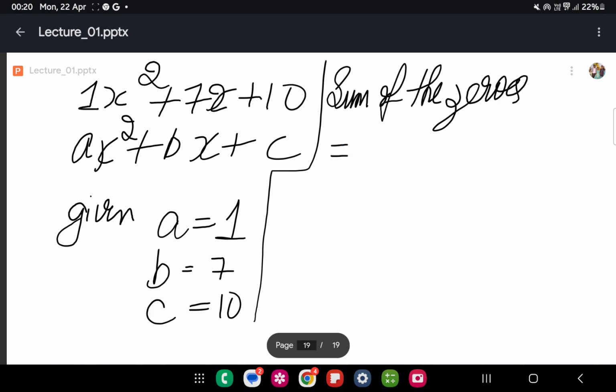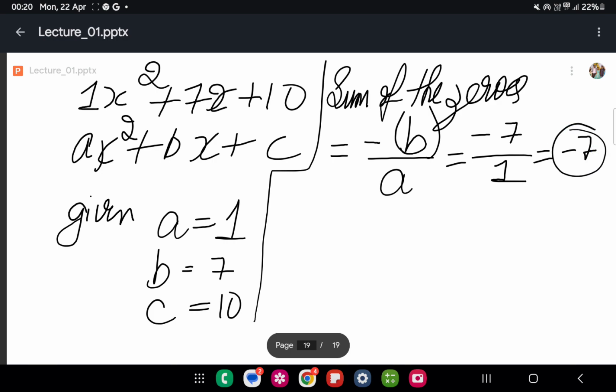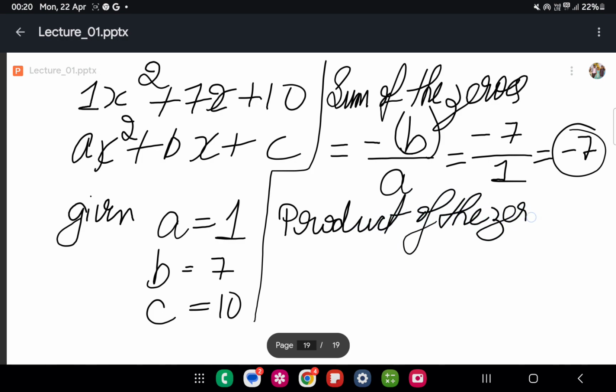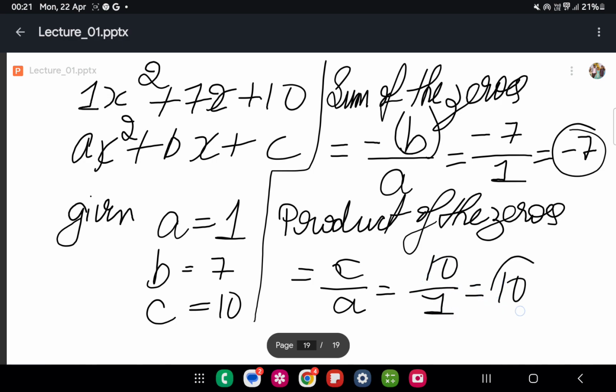Equals to minus b by a. Here minus b is 7, and minus 7 by a, where a is 1, so we will get minus 7. And the product of the zeros is equals to c by a, the constant divided by a. C is 10, divided by a which is 1, so that is equals to 10.